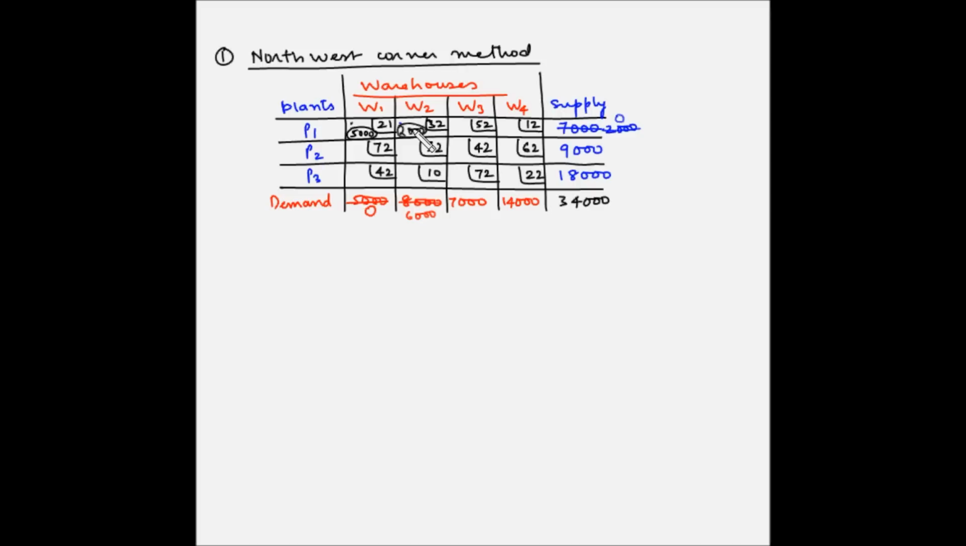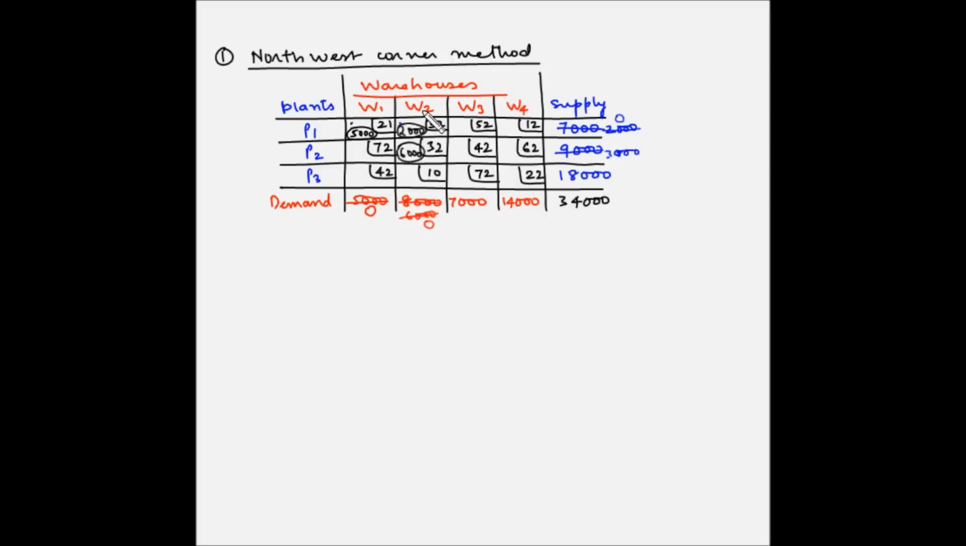So let's move to the square down, which is P2, W2, so that we can completely exhaust the demand of W2. Now for P2, W2, let's evaluate the supply and demand situation. So W2 has a remaining demand of 6,000 units, while P2 has a supply availability of 9,000 units. So the maximum we can allocate to P2, W2 is 6,000 units. Now with this allocation, the entire demand at W2 has been met. So the remaining demand is 0 units, while the remaining supply availability is now 9,000 minus 6,000, which is 3,000 units.